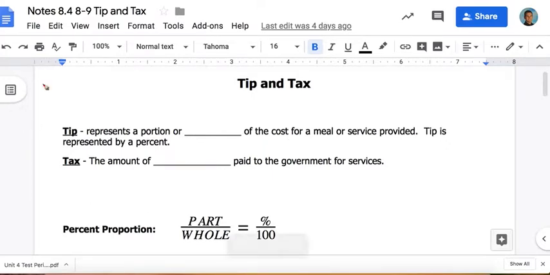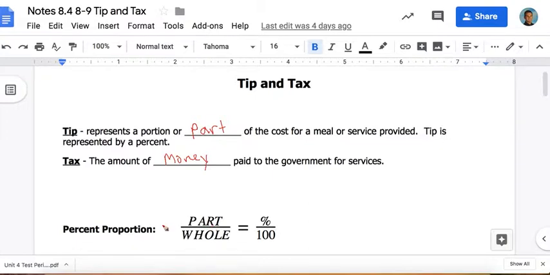So a tip represents a portion or part of the cost for a meal or service provided. Tip is represented by a percent. And then we have tax, the amount of money paid to the government for services. And once again, tax is represented as a percent as well.